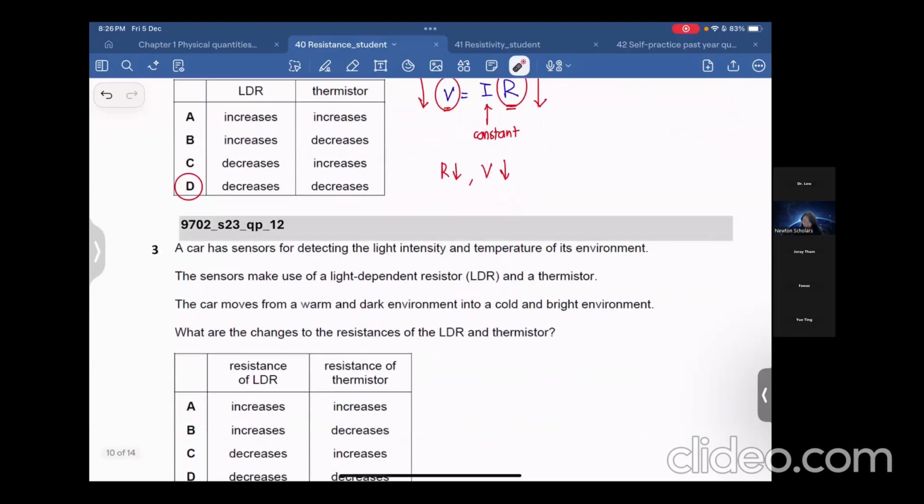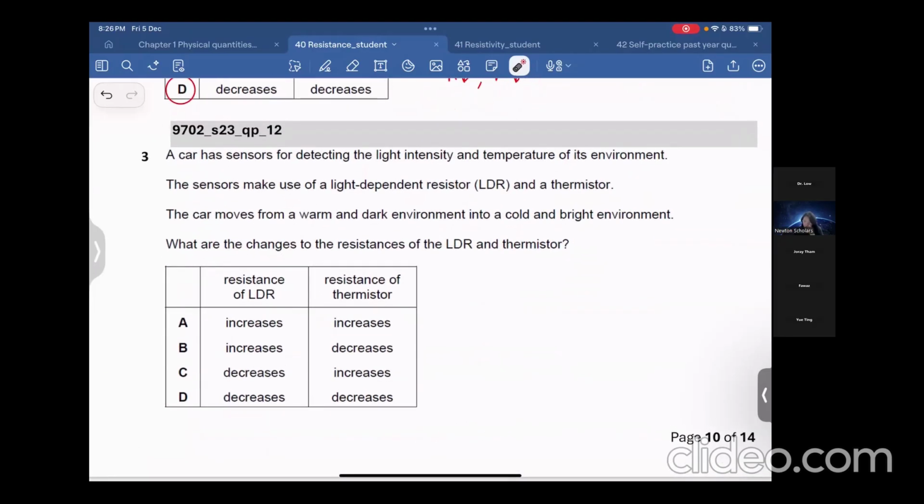Okay, dear, next. A car has a sensor for detecting the light intensity and temperature of the environment. The sensor makes use of LDR and thermistor. The car moves from warm and dark environment to cold and bright. So this is our latest environment. So we just focus at here. Cold and bright environment, what's going on? What happened to the resistance? This one very straightforward. Answer.